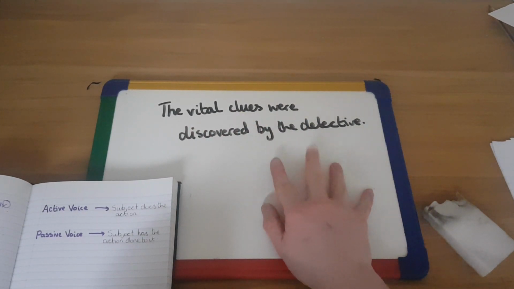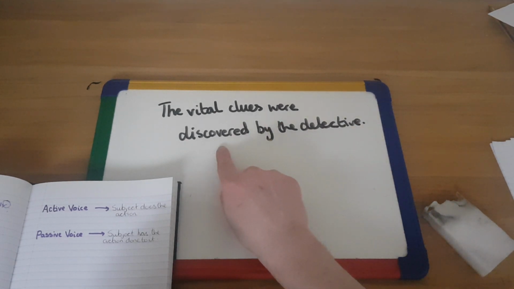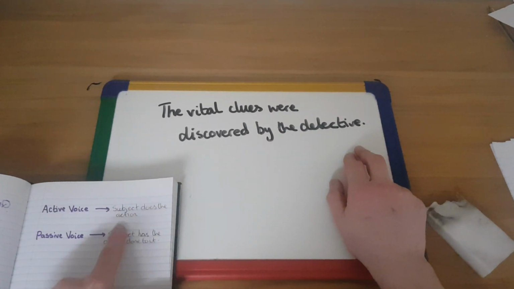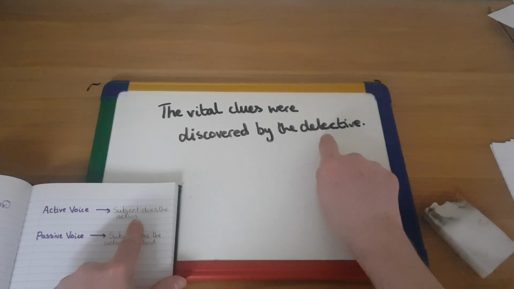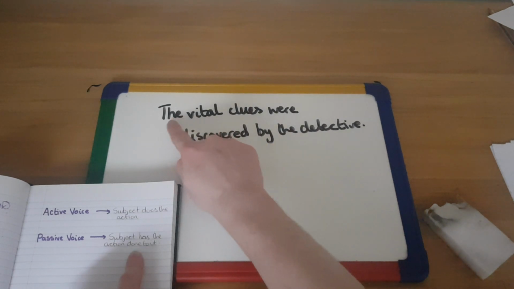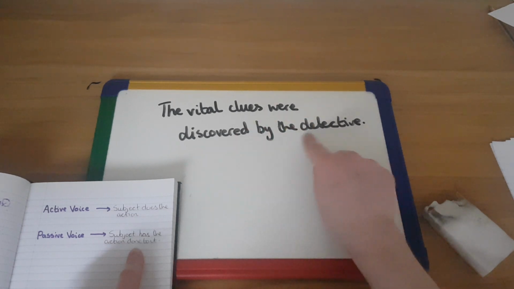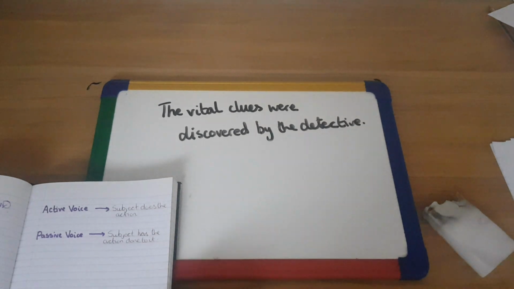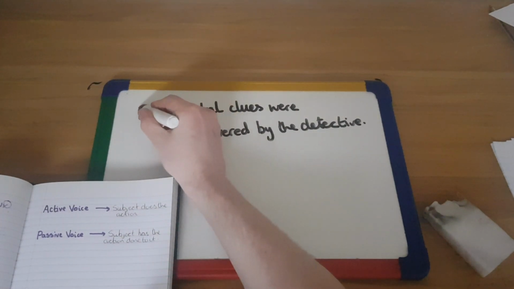Active or passive? Well, the detective is the one doing the discovering, isn't it? But that isn't the subject. So look back: the subject does the action. Well, no, because we've just worked out that the detective is doing it and the detective isn't the subject. So it must be passive. The subject has the action done to it. So the subject, the vital clues, had the action done to it by this part here, the detective. I'll cross my T a bit better as well. So we know that's passive.